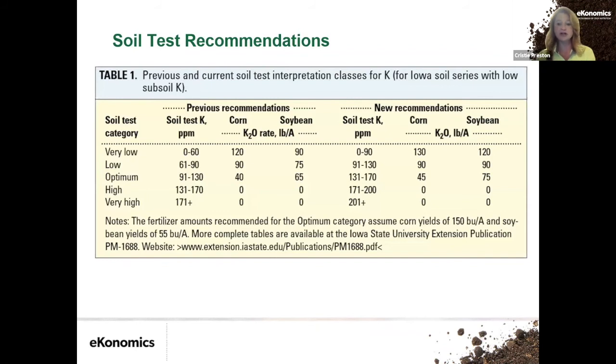Again, soil test recommendations, looking at the previous soil test methods, as you can see, going from very low to low, what soil test levels fall under those categories, and how the recommendations for potassium applications. We're seeing higher recommended rates to reach those maximum yields if your soil test levels are low. The optimum range actually being 30 to 40 parts per million higher to reach those maximum yields.